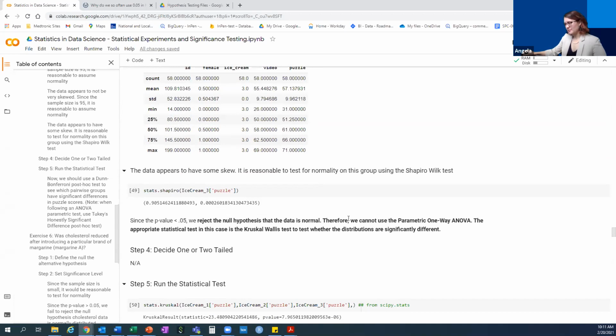Therefore, we cannot use a parametric one-way ANOVA as I would have thought as we were going through this originally, since the last group failed the test for normality, the assumption for normality. So the appropriate statistical test is the Kruskal-Wallis test to see whether the distributions are significantly different. So rather than comparing means directly with a one-way ANOVA in a parametric test way, we're using the non-parametric version, which compares the distributions between the groups.